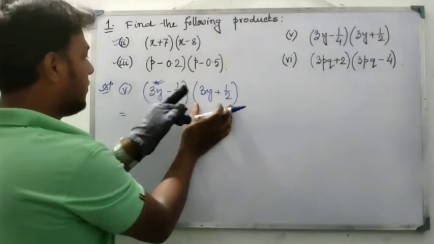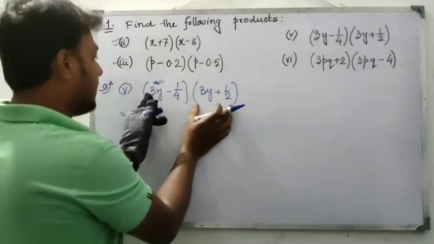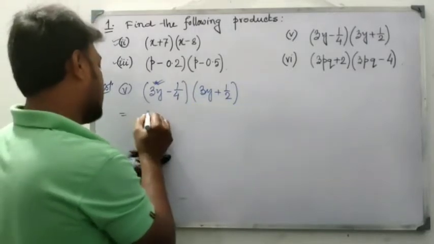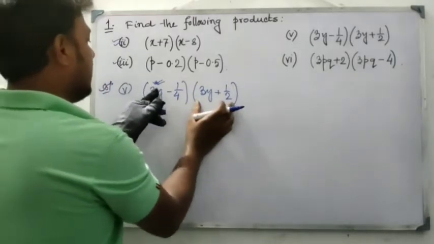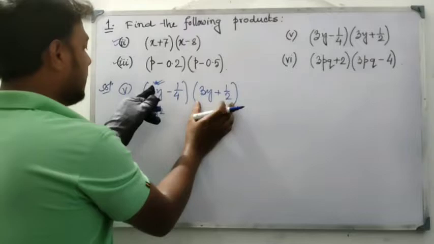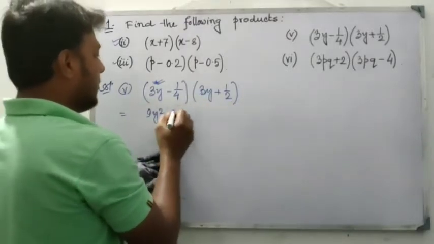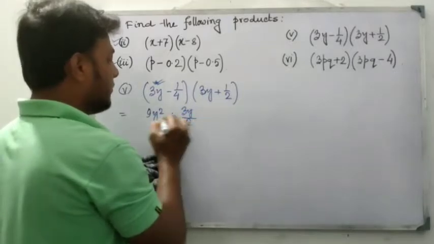So 3y into 3y. First multiply the integer part, then 3 into 3 is 9, and y into y means y square. So ultimately 9y square. Okay, this and this done. Now we have to do this and the second term. So half into 3y. Half into 3y means 3y by 2.